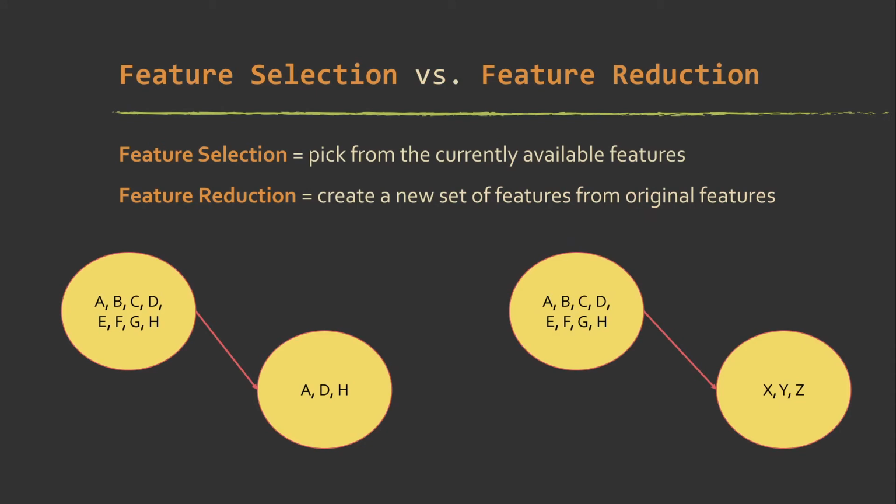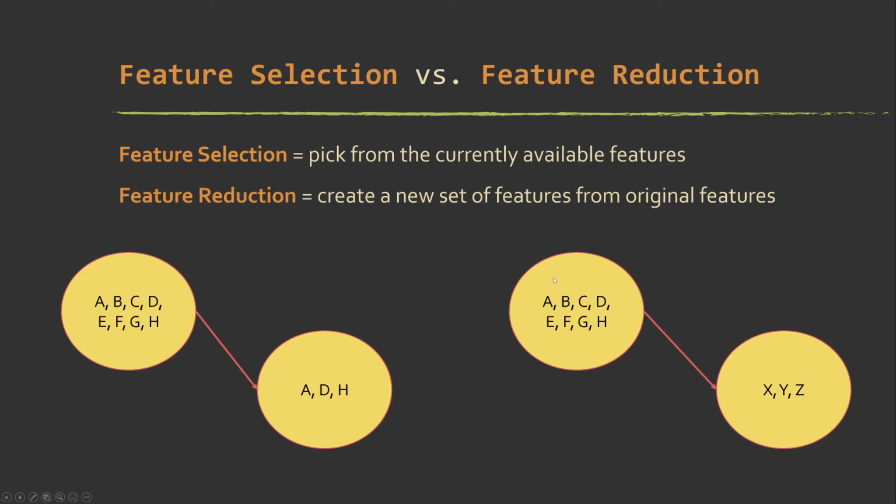Feature selection is generally when we're picking from the currently available features, right? So we have features A, B, C, D, E, F, G, H, and we use some type of method to decide to only use A, D, H. So we're just grabbing a subset of the features.